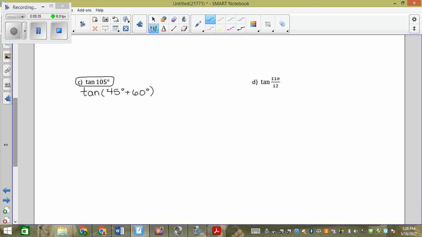Now the tan formula is not that pretty. It's a lot of fractiony thing. So tan of A plus B is tan A plus tan B over 1 minus tan A tan B.